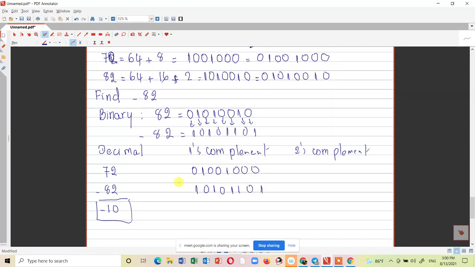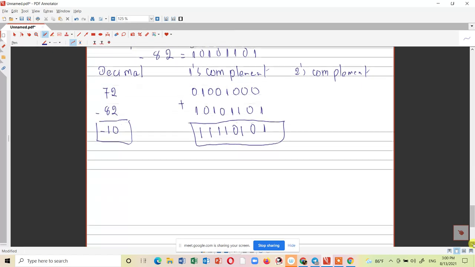Complement means addition. So we add these two numbers. 0 plus 1 is 1, 0 plus 0 is 0, 0 plus 1 is 1, 1 plus 1 is 0, we carry 1, 0 plus 0 is 0, 0 plus 1 is 1. This is 1, this is 1, and this is 1. So this is our one's complement.